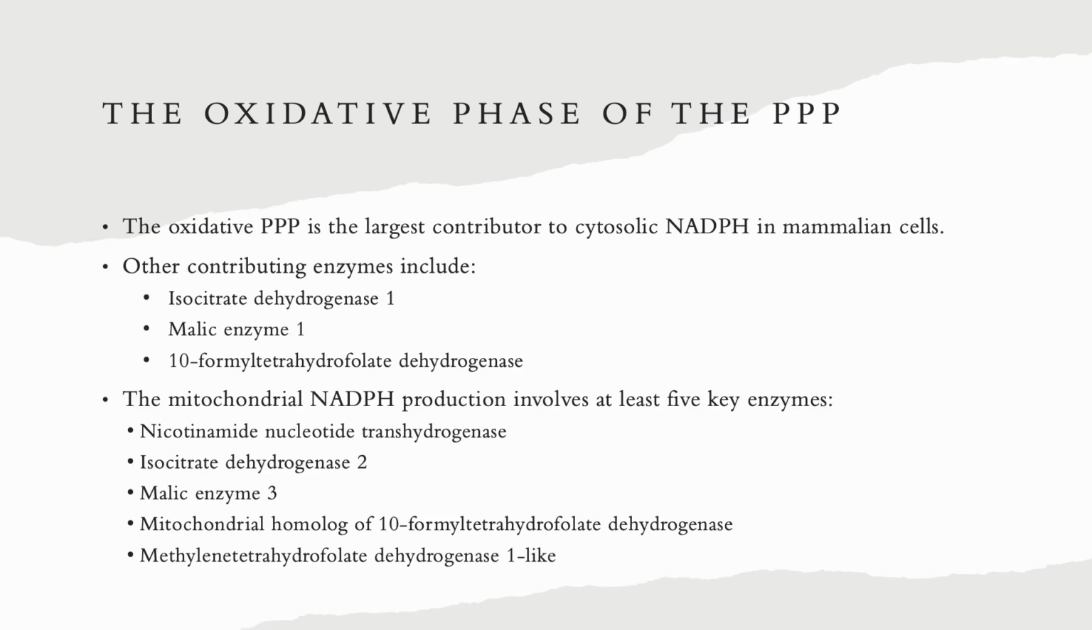So more on the oxidative phase of the PPP. The oxidative phase is the largest contributor to the cytosolic NADPH in mammalian cells, and it has other contributing enzymes like malic enzyme 1. You can see there's 2 more, and then there's also mitochondrial NADPH production, which involves the 5 key enzymes listed below.